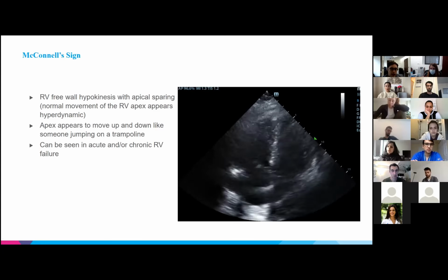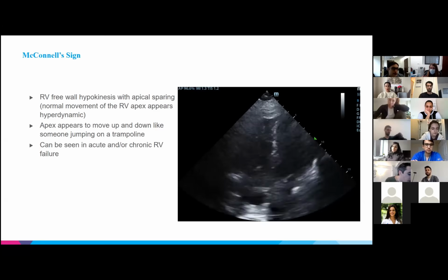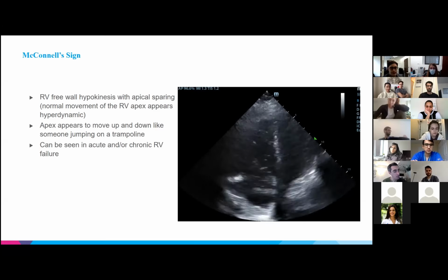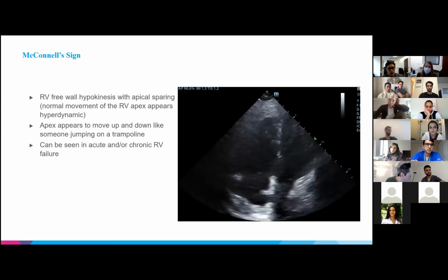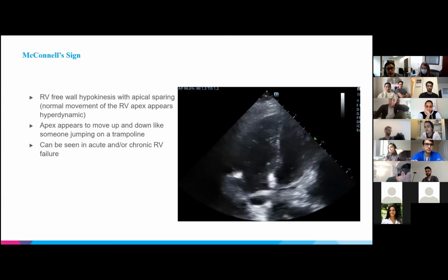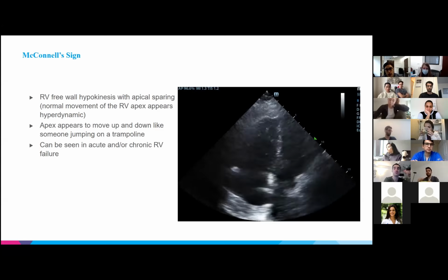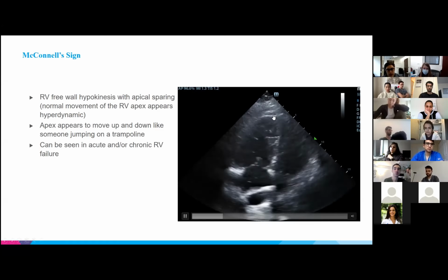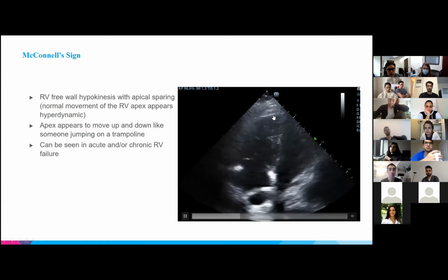And keep in mind, we tend to associate McConnell sign with an acute PE presentation, but it can be seen in other things as well. So it doesn't have to be acute RV failure. It can be a patient with chronic RV failure, as long as there's preservation of movement at the apex, you'll still have that positive finding. Any questions about McConnell sign?